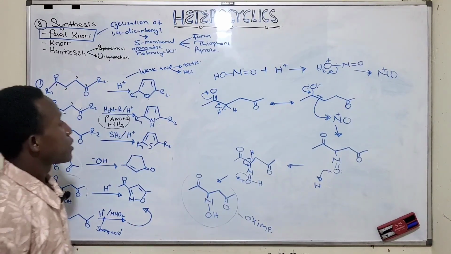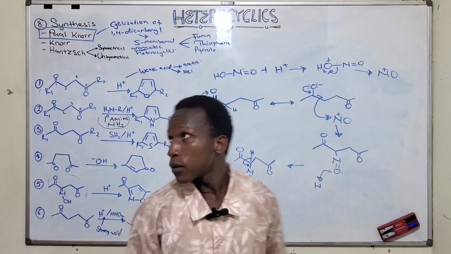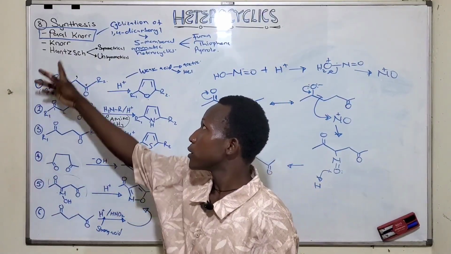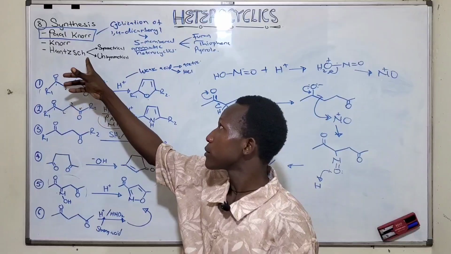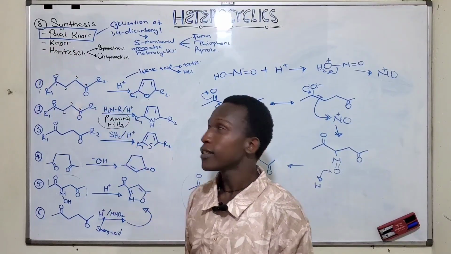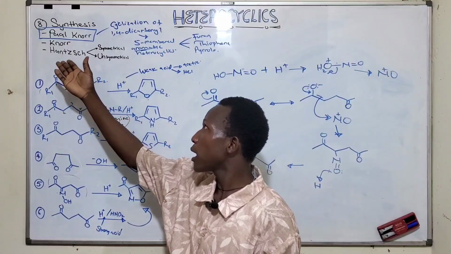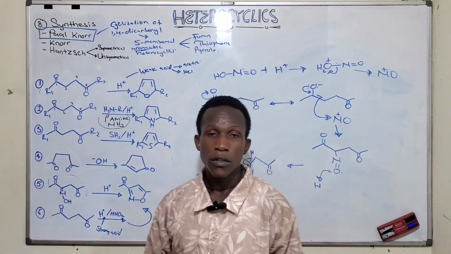So that's all about pyrrole and these other three mechanisms. Now we are going to talk about the Knorr mechanism. This guy, without the Paal, also did these reactions. And also we talk about the Hantzsch-Widman synthesis.